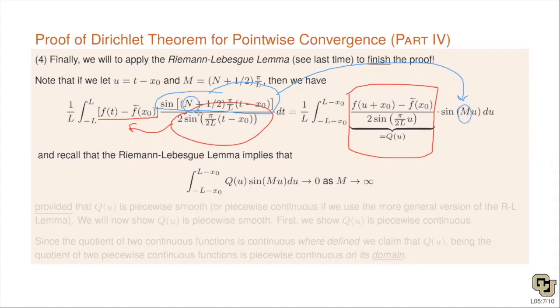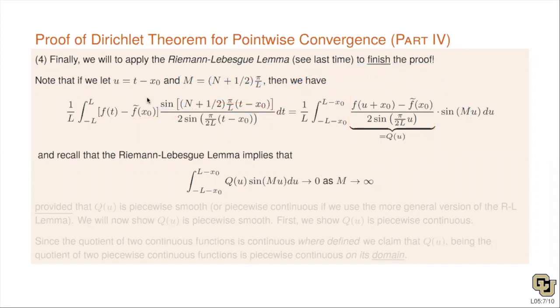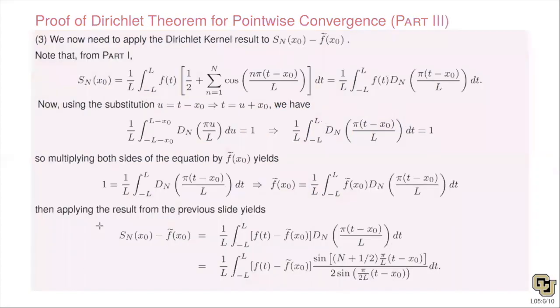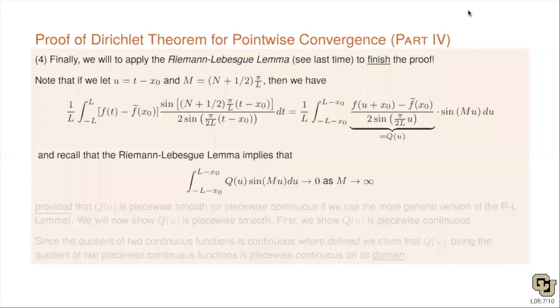We send n to infinity, but if n blows up, m blows up. So we send m to infinity, and then, according to the Riemann-Lebesgue lemma, if q of u is piecewise smooth, then we have oscillatory cancellation. The integral goes to 0. And remember, the integral here is equal to this difference. So if the integral goes to 0, this difference goes to 0, then we've just proved that the Fourier series is converging pointwise to f tilde bar of x naught. So that's how everything fits together thus far with this proof.